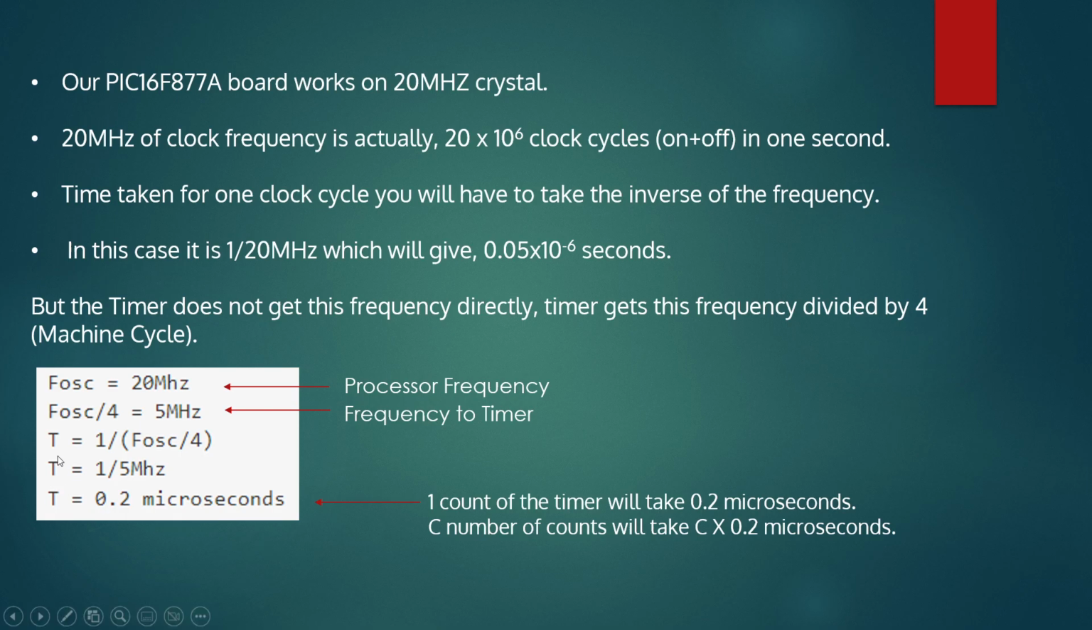And if I want to get the time period of that, we have to invert this. So T is equal to 1 by FOSC divided by 4, that is T is equal to 1 by 5 megahertz, so T is equal to 0.2 microseconds. So one count of the timer will take 0.2 microseconds. That means from 0 to 1, the timer will take only 0.2 microseconds. So if you want to count C, then the timer will take C into 0.2 microseconds. Okay.